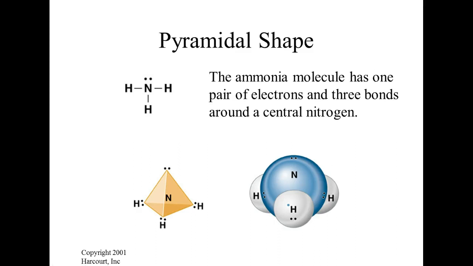Some atoms make a pyramidal shape because of this lone pair here. Instead of making this thing flat on the table, this lone pair pushes these guys down and it makes a pyramid shape. This lone pair takes up a lot of space and it pushes these hydrogens down away from it, and it makes a pyramid shape.